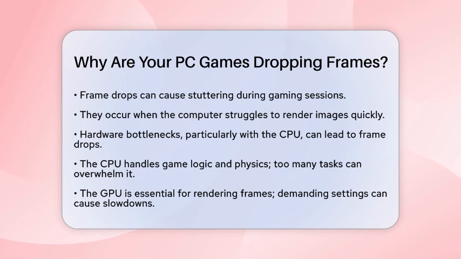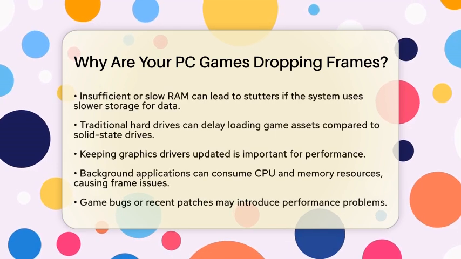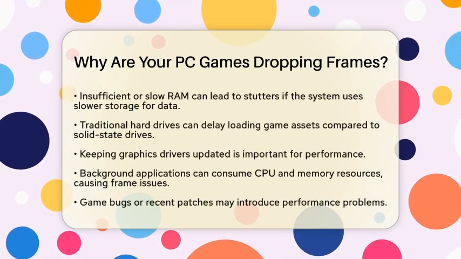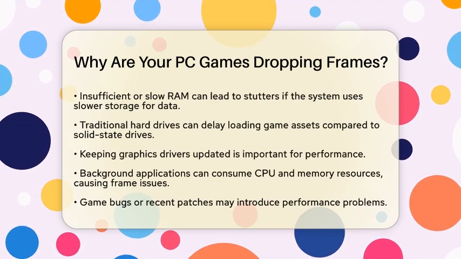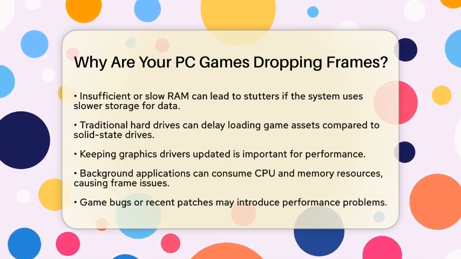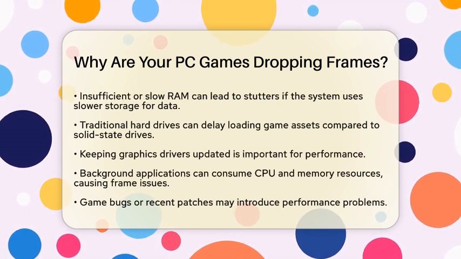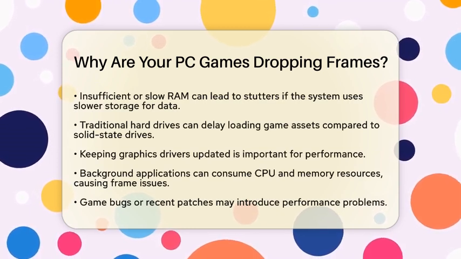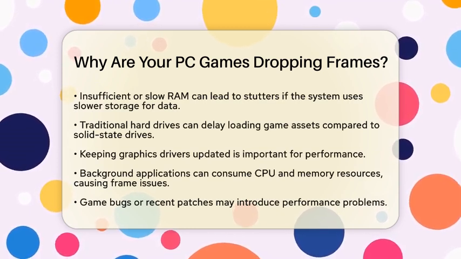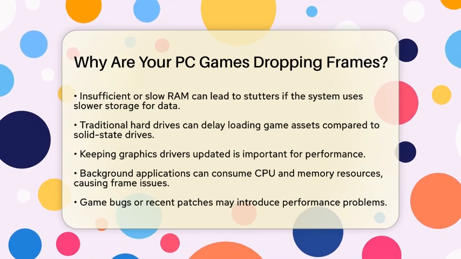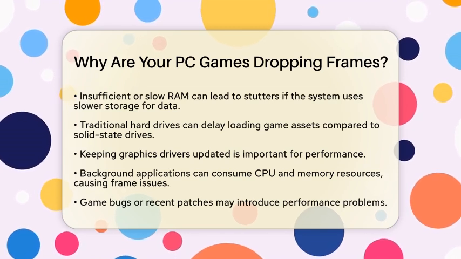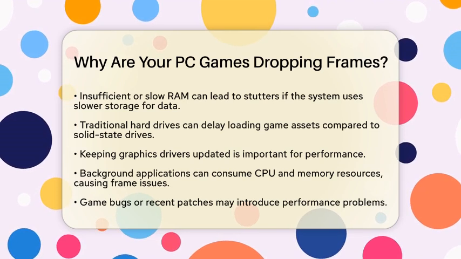Next up is the graphics processing unit, or GPU. This component is crucial for rendering frames. If your game settings are too demanding for your GPU, it simply cannot keep up, resulting in frame drops. Another factor to consider is your random access memory, or RAM. If your RAM is full or slow, your system may start using slower storage to swap data, which can lead to stutters and dips in frames per second.